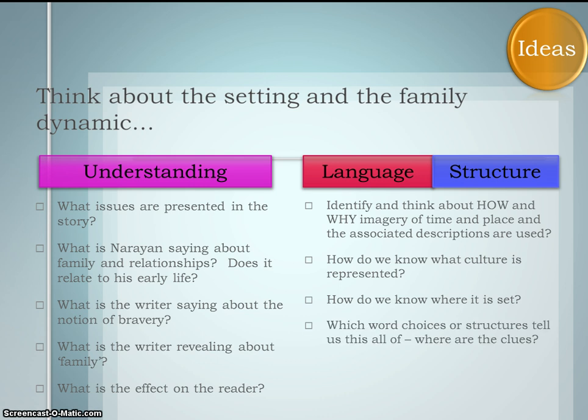Okay. Final thing to think about is the word choices on an individual level and phrasing level, and think about the structures and all of the clues that Narayan gives us.